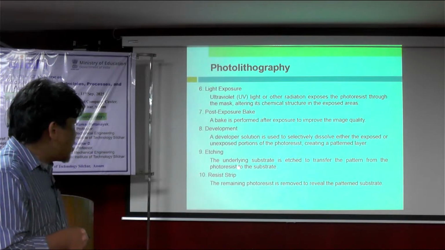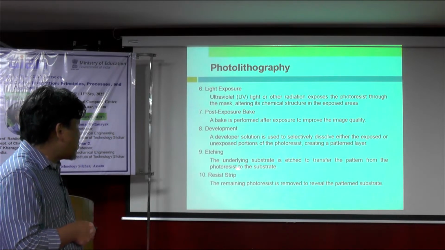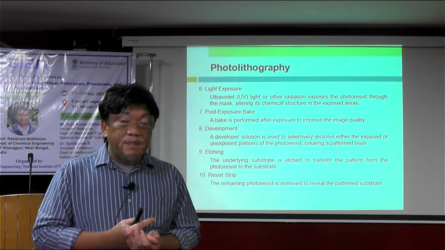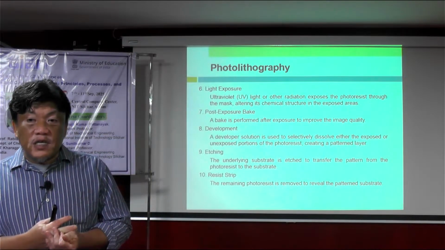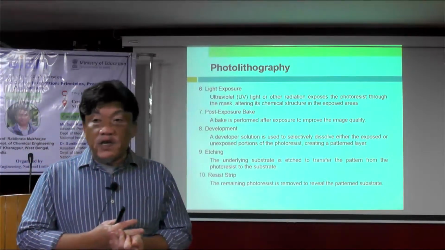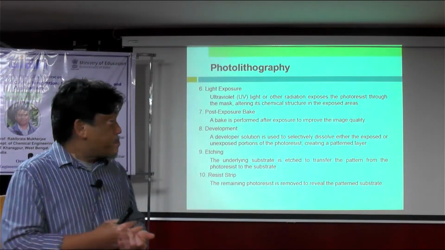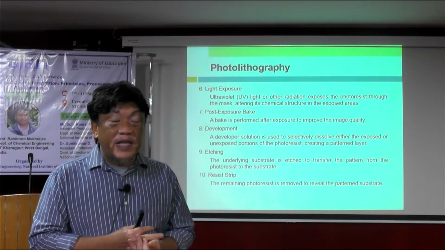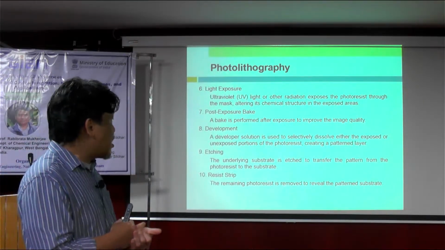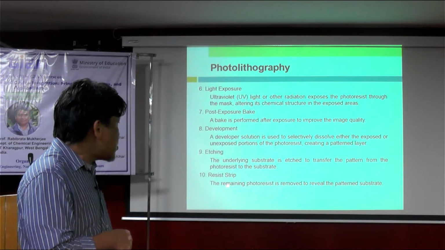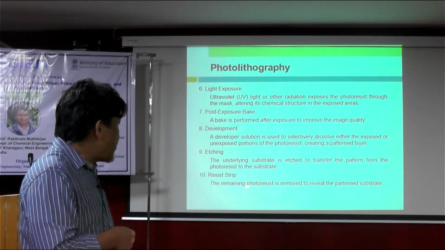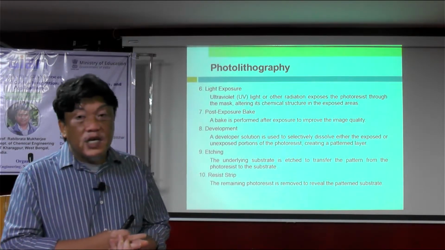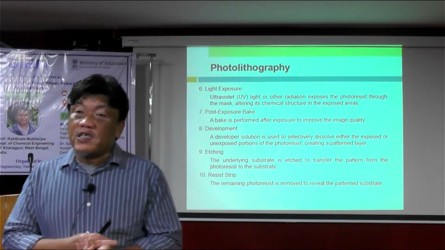Then etching: the underlying substrate is etched to transfer the pattern from the photoresist to the substrate. So basically, when you develop, you are exposing part of the silicon substrate to the pattern that you are going to make. So etching is to remove the part as intended by the pattern, meaning the exposed part will be removed by the etching process. Then resist strip: the remaining photoresist is removed to reveal the patterned substrate. So you remove all the photoresist that you used. It's kind of washing out everything.